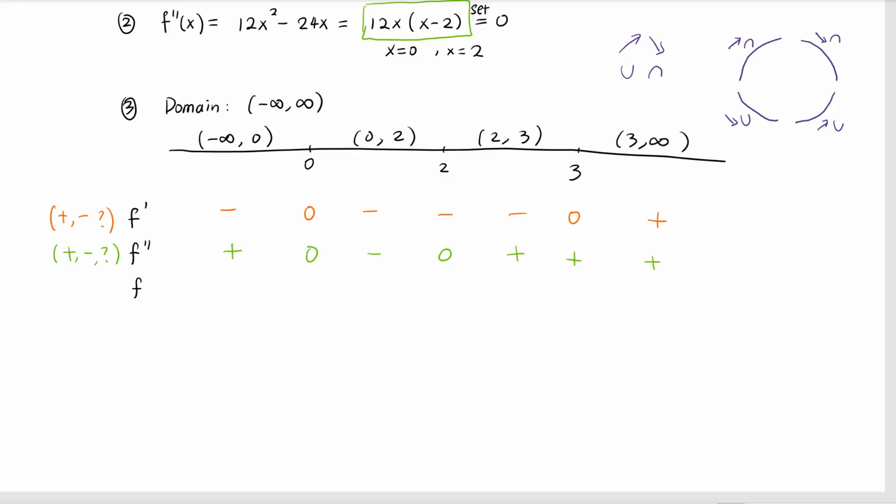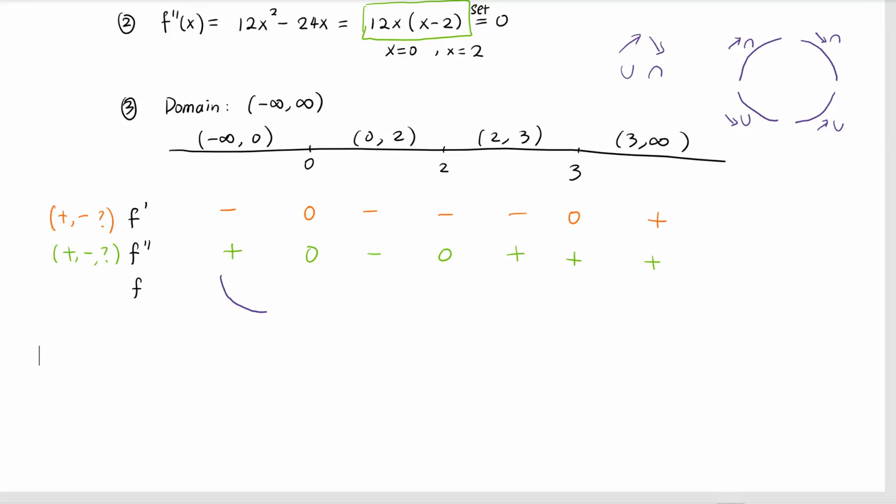So let's look at the first piece. F prime is negative, so F is decreasing. F double prime is positive, so we have concave up. Then which piece? Decreasing and concave up, we have this shape. So actually this is the actual shape of that piece on the graph of the function.